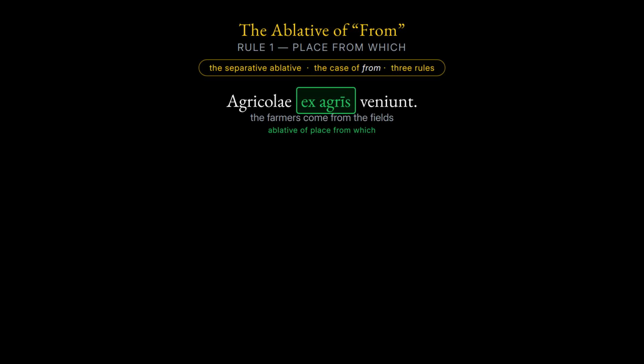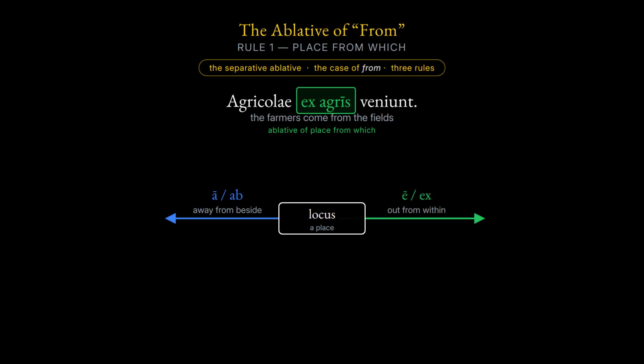Three prepositions share this work, each with its own picture. One means away from beside a place. Ab. Another means out from within it. Ex. And the last means down from it. De. Picture a single spot with three parts leaving it.